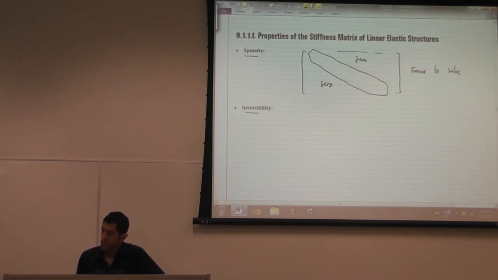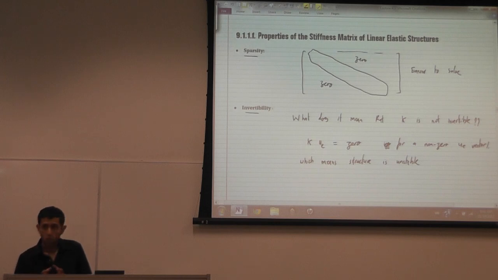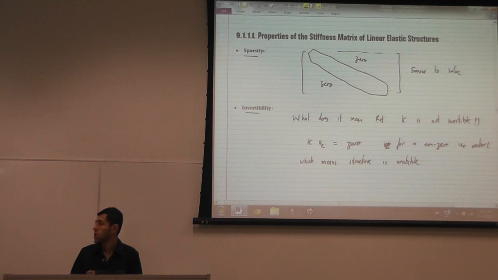Invertibility, and we discussed this in the first lecture. What does it mean that K is not invertible? It means that K UE equals 0 for a non-zero UE vector, which means the structure is unstable. I can move the structure with a vector of displacements, and when I multiply this K by it, I will get zero forces.